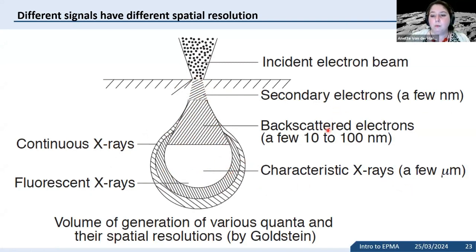And that's also important because usually we use our electron images to determine where we want to analyze, but we are not getting exactly the same information from these versus what we get from the characteristic X-rays. So at times it's something useful to keep in mind.